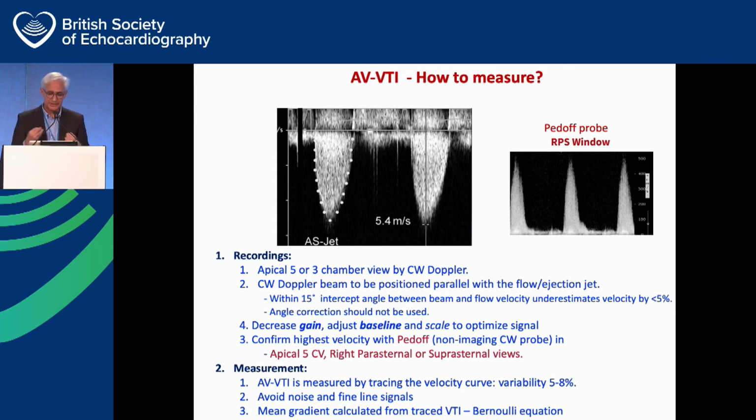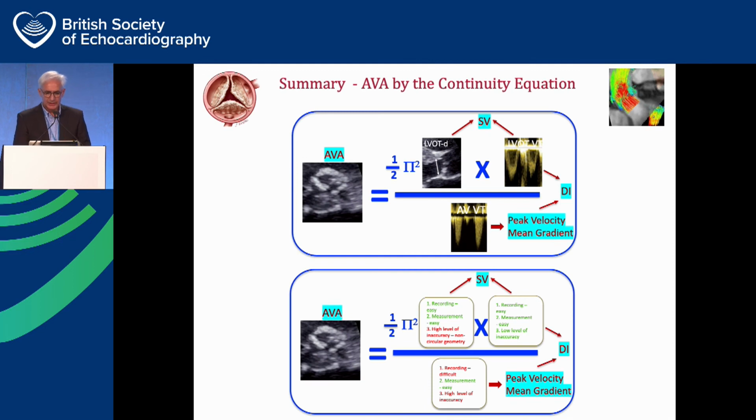The aortic valve VTI uses the continuous wave Doppler velocity assessment, recording again in the 5-chamber and 3-chamber views. I would just raise awareness of the important point to make it accurate. We need to do it from several views of the aortic valve, and that requires us to use the non-imaging probe, the PEDOF probe, from the apical 5-chamber view, the right parasternal views and the suprasternal views, to get the appropriate and the highest velocity we can have, because that's the most important part of the aortic valve VTI measurement, so as not to introduce measurement error. So that's where we are now.